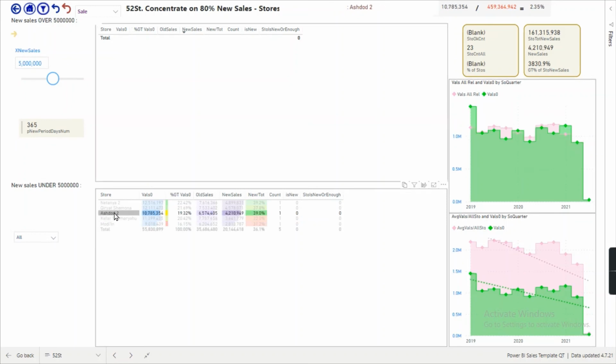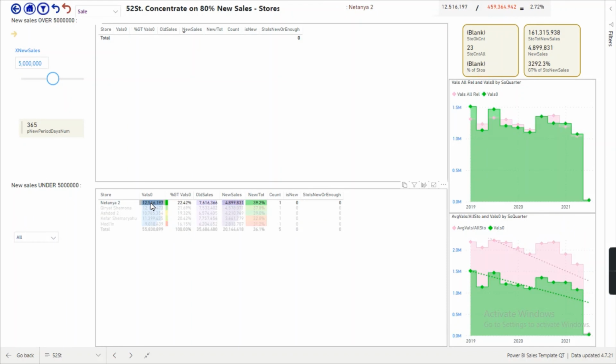The third one from the bottom, it's a little different. Here it's stable. It's also only half of the average store, but it's stable. Maybe we can do something to make it better. Same.